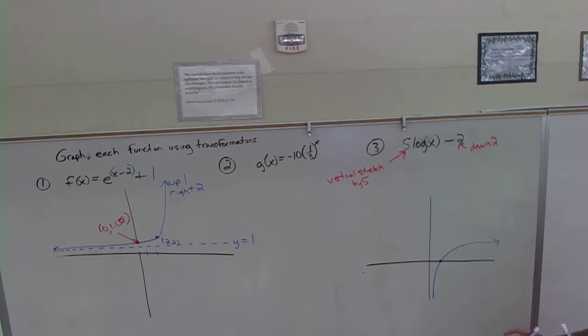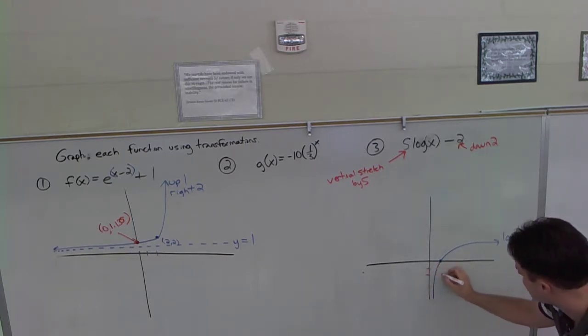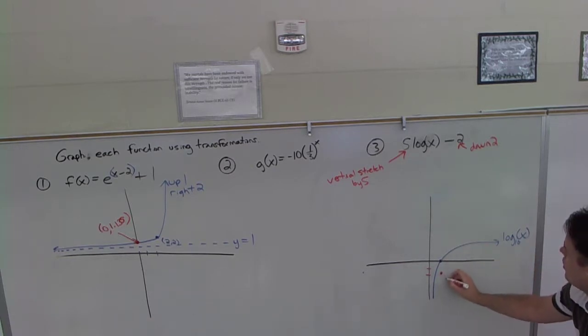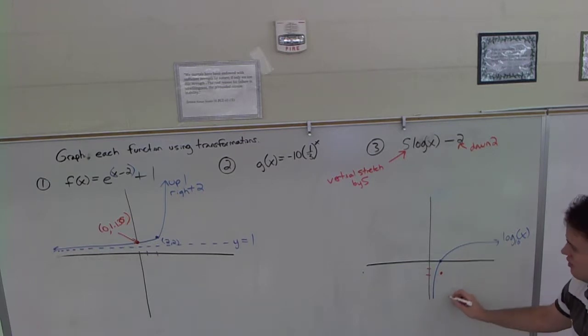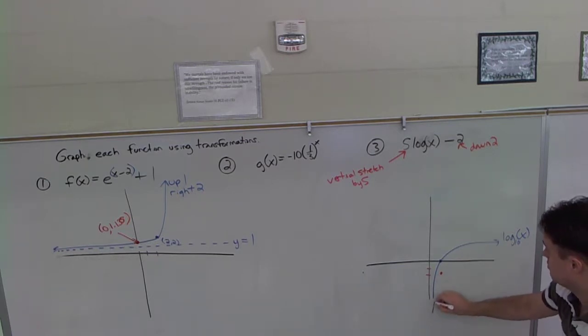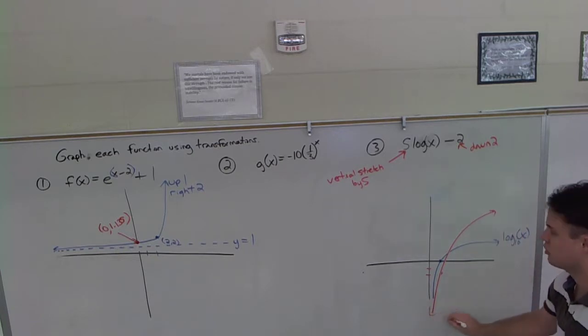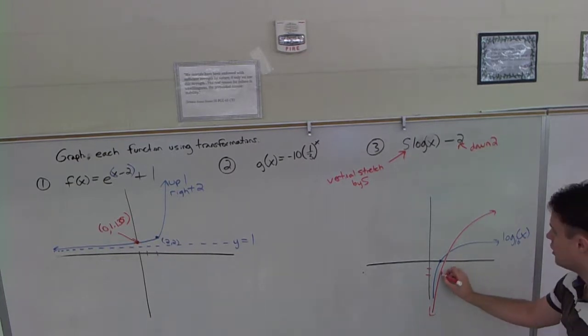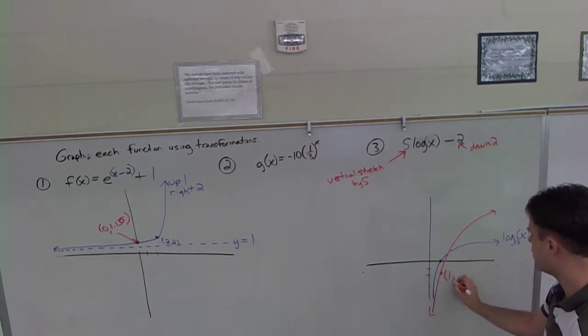Because it's a reflection. But instead of going through 1, it's been shifted. So I'll draw the new point. If this was just log of x, log base 10, right? Then I think the new one's going to be like 1, 2, all the points on it are shifted down a little bit. So I'm going to move that point down 2, and then instead of growing slow, I'm going to say it probably grows a little bit faster, something like that. I'm not exactly sure, but that's plenty good. So we've got 1 point on it. We know that point is (1, -2).